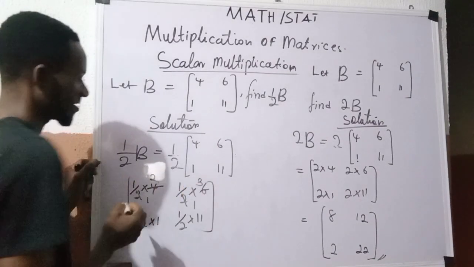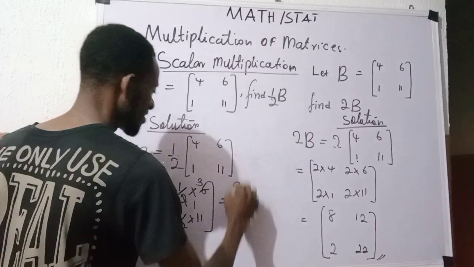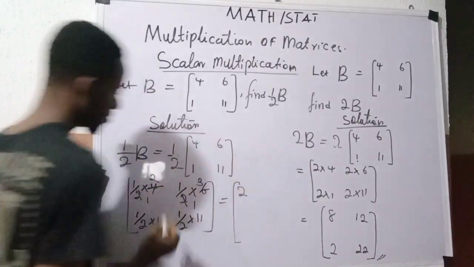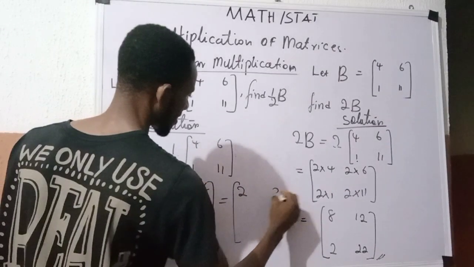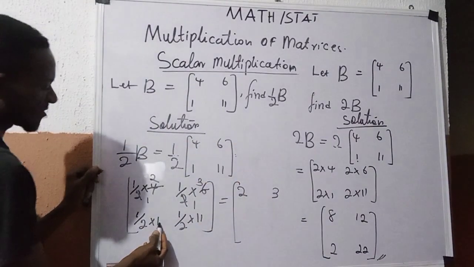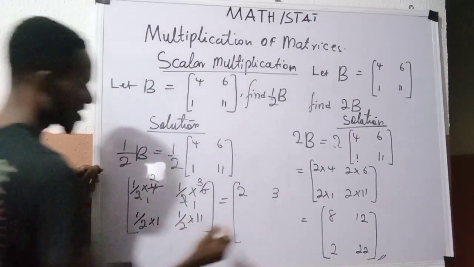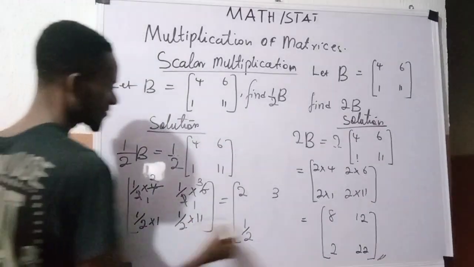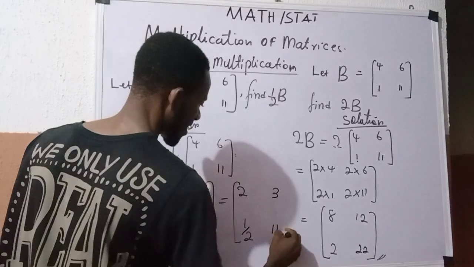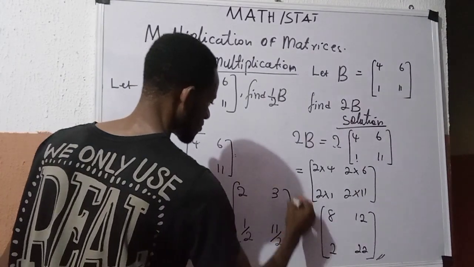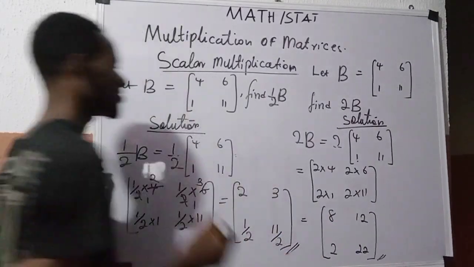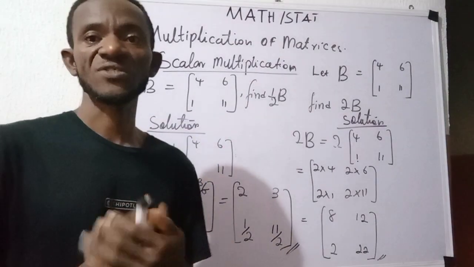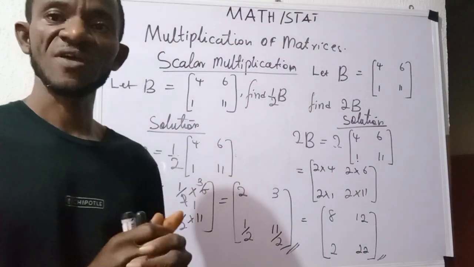2 here is 1, 2 here is 3. So this thing becomes a matrix of 1 times 2 is 2, 1 times 3 is 3, 1 times this one is 1, so I have 1 over 2 here, and 1 times 11 is 11, so I have 11 over 2. And this thing becomes the answer to this particular question. That's what we call scalar multiplication of a matrix.